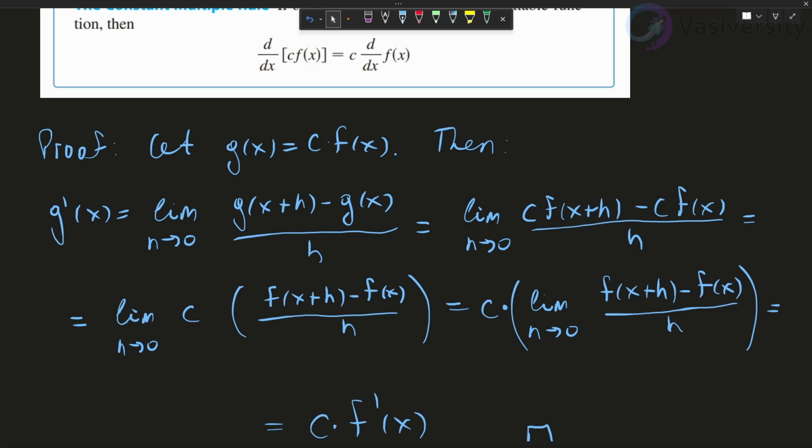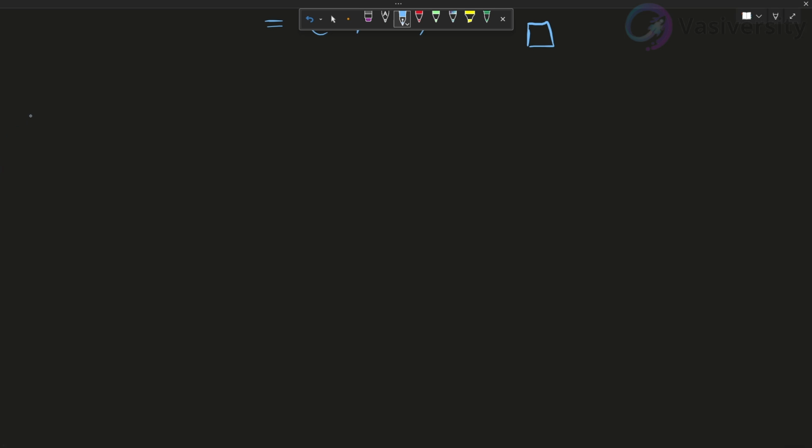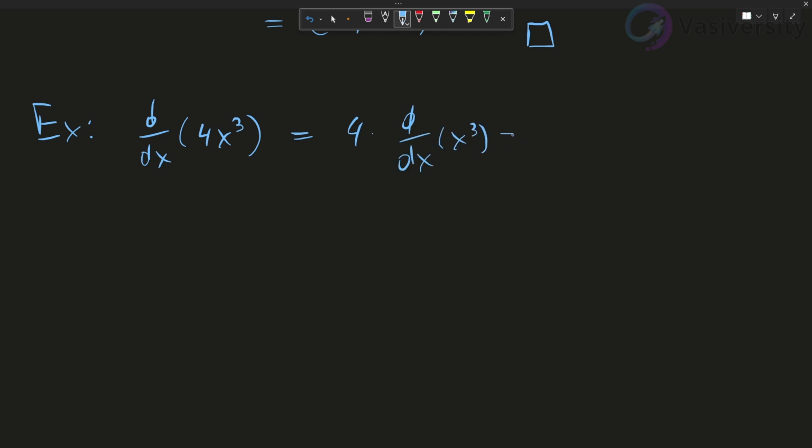Ready? Perfect. So now, an example. Go ahead and do an example. If we have d dx of 4x cubed, that's equal to 4 times d dx of x cubed, which is equal to 4 times x cubed prime. You can use either of the notations.